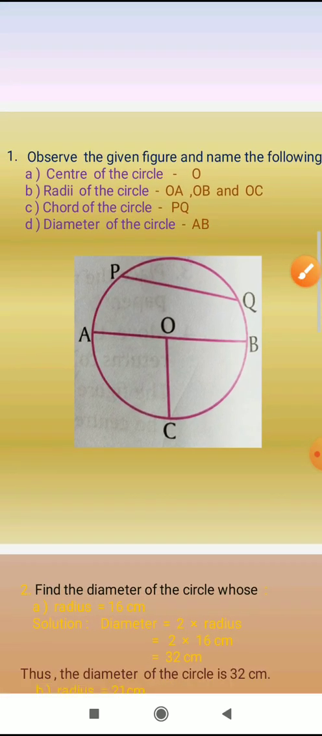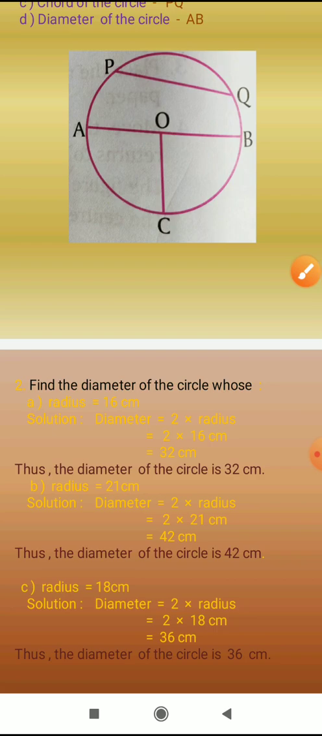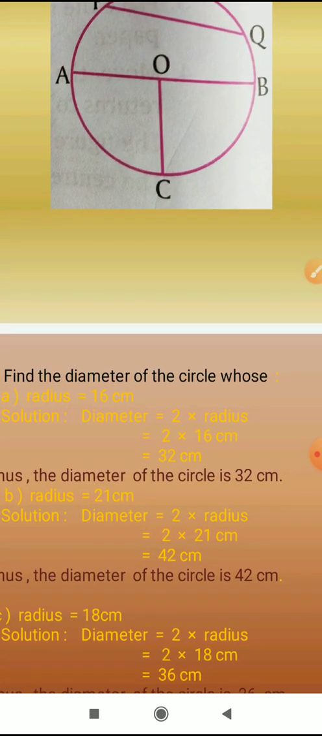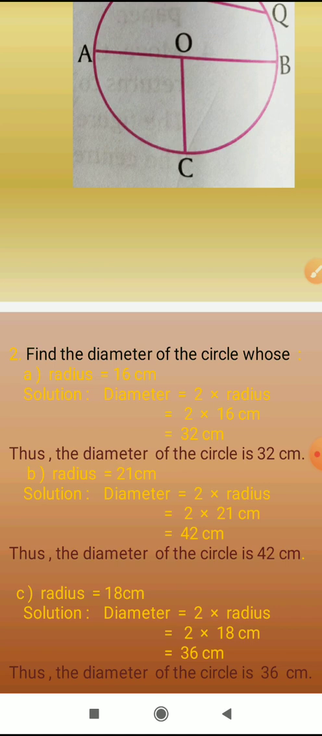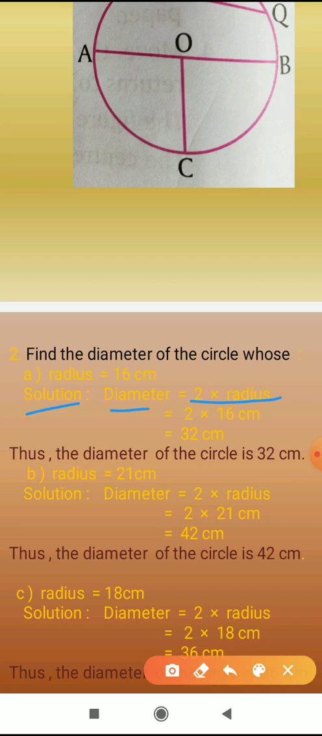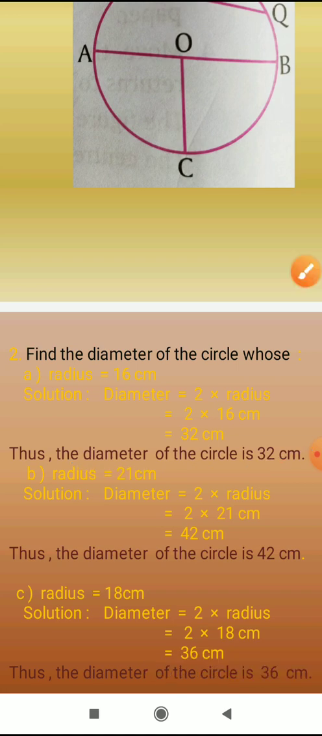Okay, now we will see the second question. Find the diameter of the circle whose radius is 16 centimeter. Students, you have learned the relation between radius and diameter. In this question radius is given and you have to find the diameter, and you have learned diameter is equal to 2 into radius. So see its solution. Diameter is equal to 2 into radius. Radius is given 16 centimeter. So 2 into 16 is 32 centimeter. So the diameter of the circle is 32 centimeter.